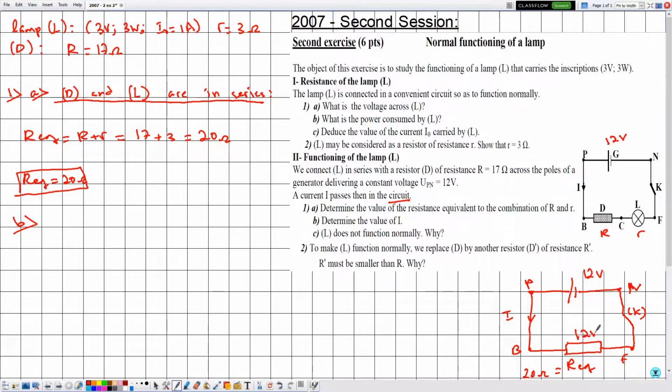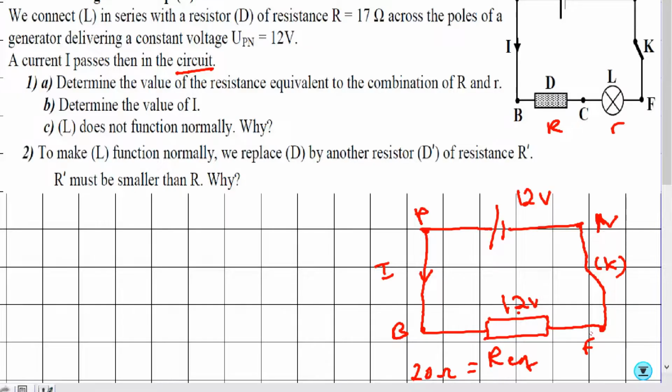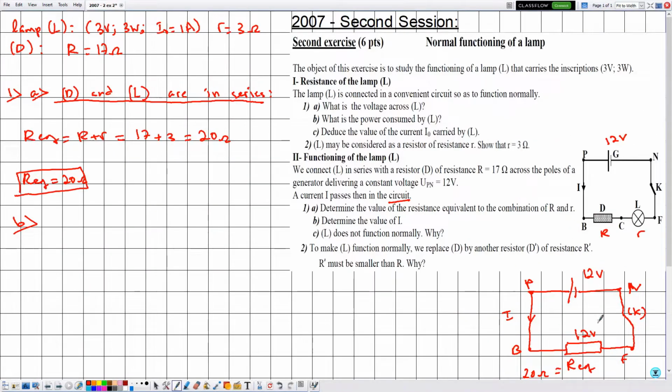be 12 volts, and this can be explained either because these two are in parallel, then according to the law of uniqueness of voltages they have the same voltage, or we can prove it using the law of addition of voltages, because U_PB is equal to 0 for the connecting wire and U_FN is equal to 0 for the closed switch. Then we know that the applied voltage across R equivalent is equal to 12 volts and its resistance is given by 20 ohms. Then we can apply Ohm's law.